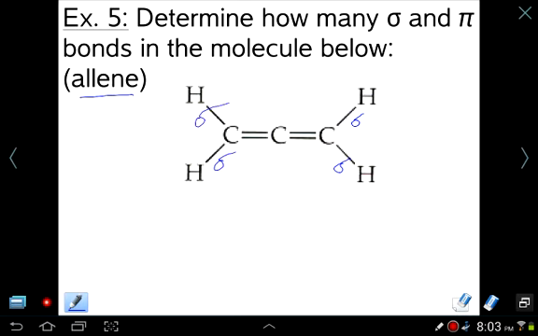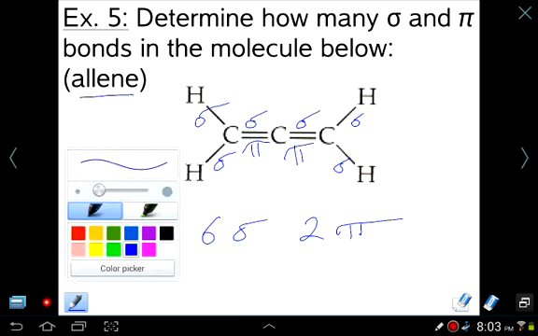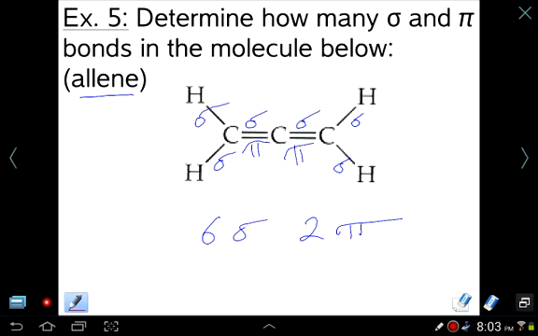The first bond of a double bond is a sigma. The second bond of a double bond is a pi. So in total we have 1, 2, 3, 4, 5, 6 sigma bonds and 2 pi bonds. As easy as this. But it's also a good idea to be able to visualize what happens with these orbitals. There is, in fact, on every carbon here, an unhybridized p orbital. One on this one, one on this one, one on this one.